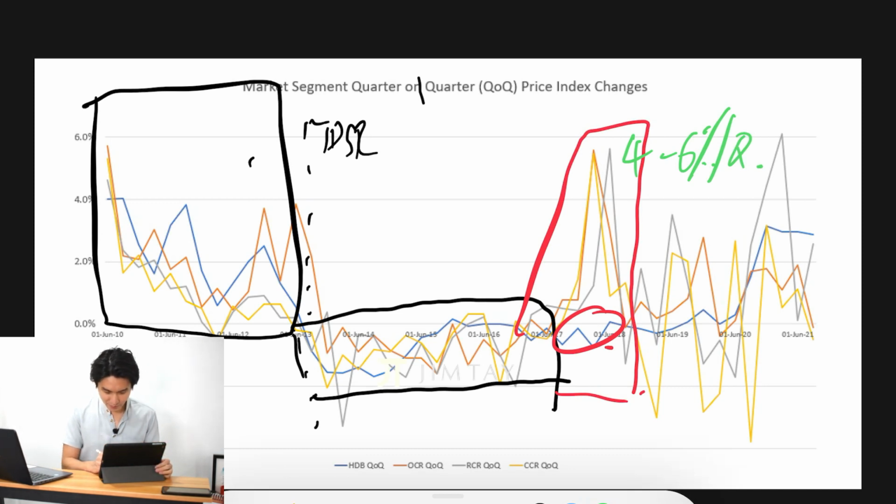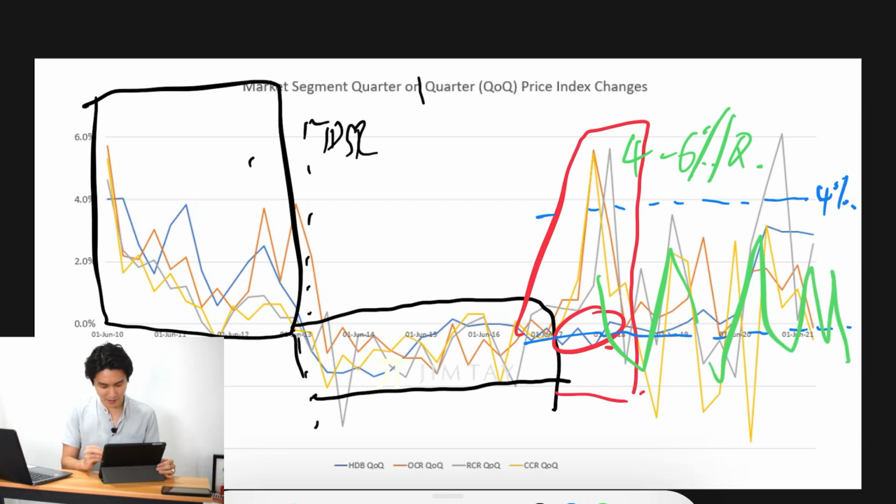However, since then, despite everything you hear in the market about property prices going up, defying COVID, you'll see that the quarter-on-quarter price index increases have not exceeded 4%. Okay, and it has been accompanied by ups and downs. It's not consistently growing, nor is it consistently falling. And I think part of the reason for that is because the government's measures in controlling COVID-19 actually act as natural cooling measures for Singapore property.